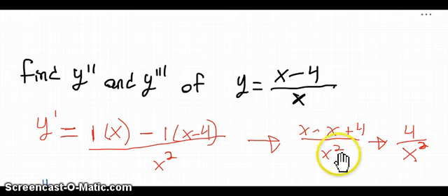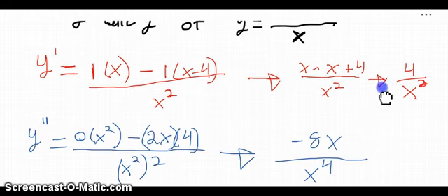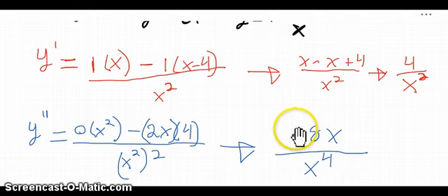So that's the first derivative, but we need the second and third. So to get the second and third, we do the same steps again, except this time we're going to have a different f of x and a different g of x. So in this case, our f of x is going to be 4, and our g of x is going to be x squared. So we're going to get derivative of 4 is 0 times x squared minus the derivative of x squared, which is 2x, times 4, all over x squared squared. When this simplifies, we're going to get negative 8x over x to the 4.